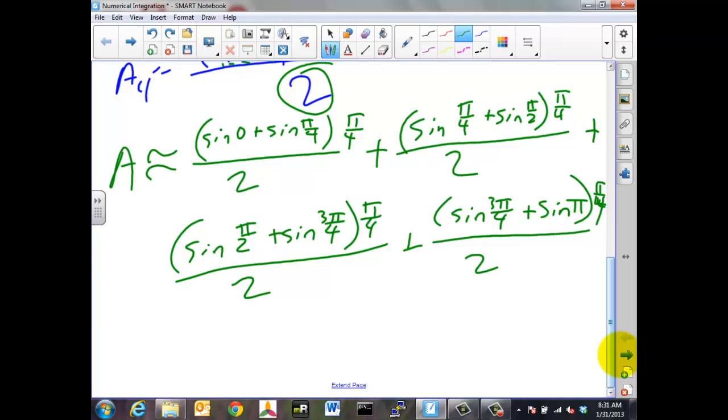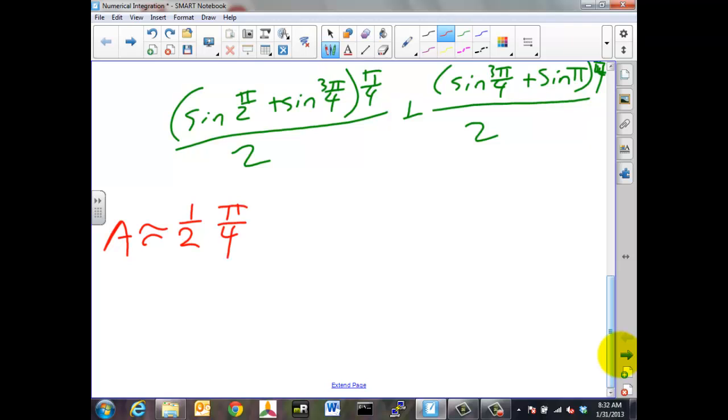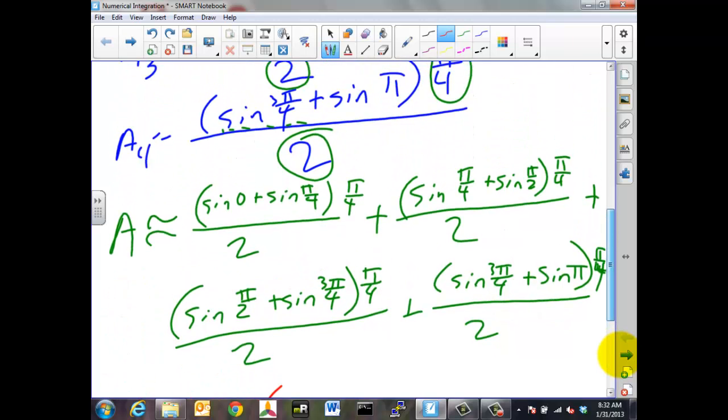So, what can I factor out? Pi over 4 and a 1/2, okay? And so I'm going to factor them out that way. So the area, we've got a 1/2, we've got a pi over 4. Now, what's going to be left in the first one? Sine of 0 plus sine of pi over 4. And what's going to be left in the next one?